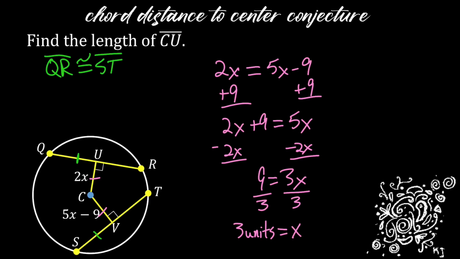We're looking for the length of CU. CU is, that segment's right here. It's 2 times x. So we have 2 times 3 is equal to 6 units. And that is the length of CU.